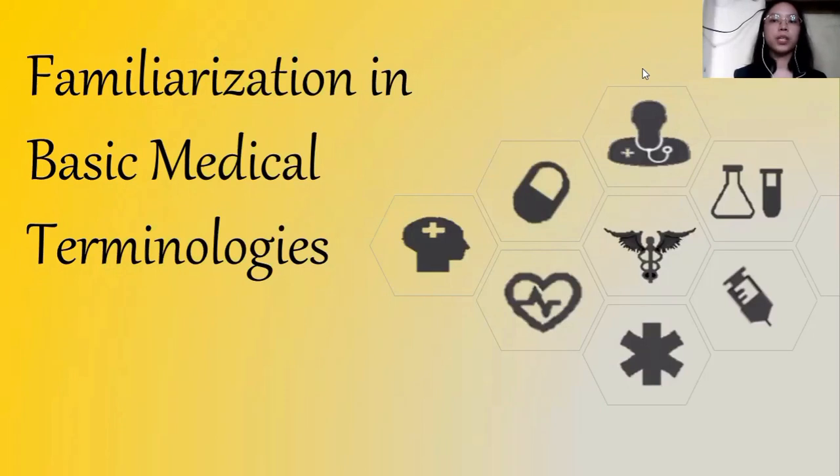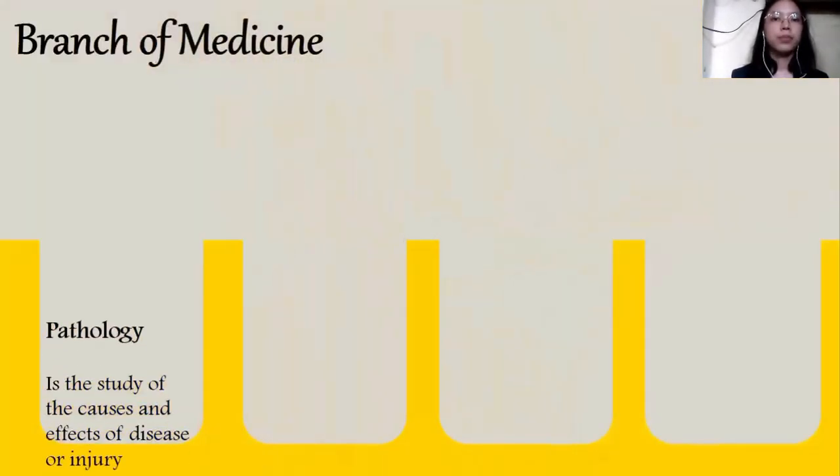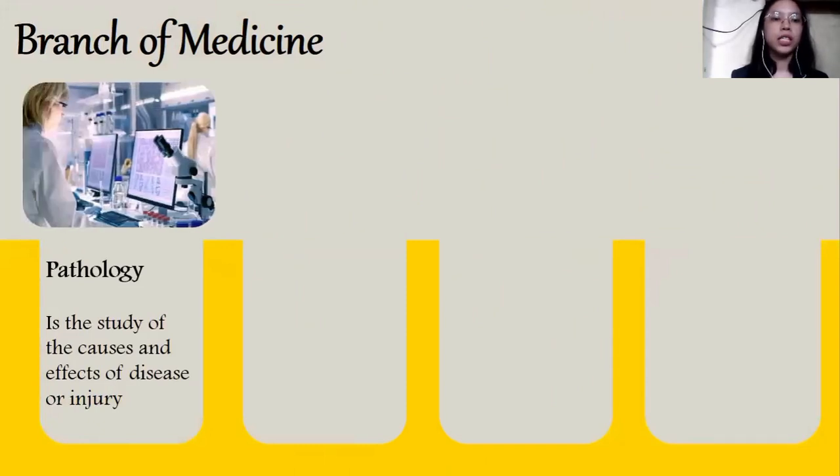Now let's focus first on branch of medicine. First is pathology. Pathology is the study of the causes and effects of disease or injury. Pathology is one of the branch of medicine. It concerns with all aspects of disease, but with special reference to the essential nature, causes, and development of abnormal conditions, as well as the structural and functional changes that result from the disease's processes.